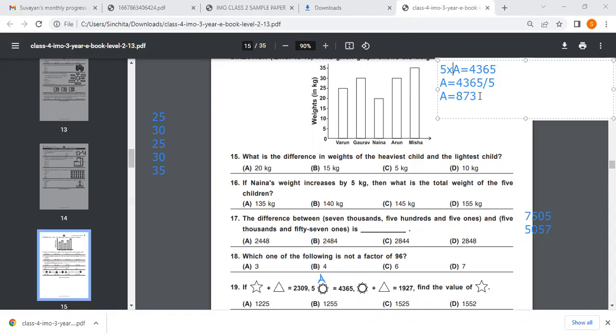Ma'am, which sum do we have to divide? 4365 and 5. Okay, ma'am. Ma'am, number 19 is correct. Wait, let me check. No, 19 is not correct, beta. So, ma'am, A equal to 873, right?